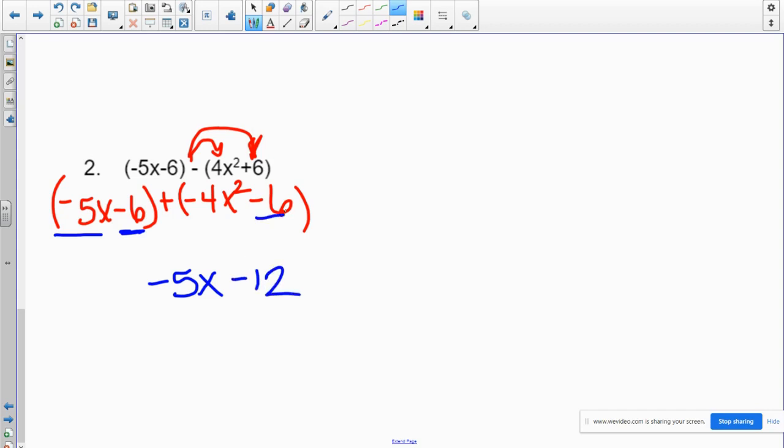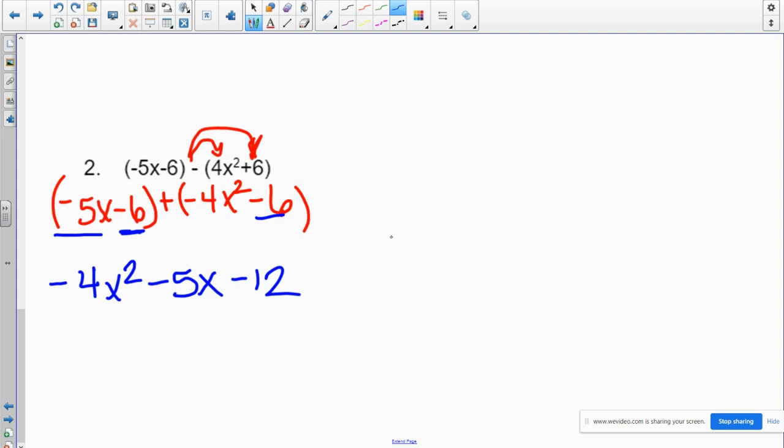Now, careful with doing it horizontally since you don't have them lined up. You've got to look at that second polynomial, and you'll notice you still have a negative 4x squared. So you have to think about nothing plus a negative 4x squared is still going to be negative 4x squared. So that would be your difference.